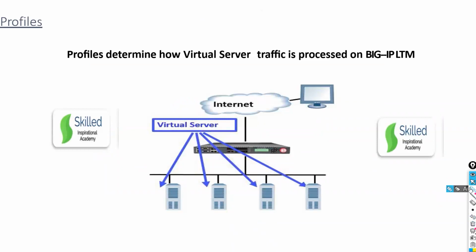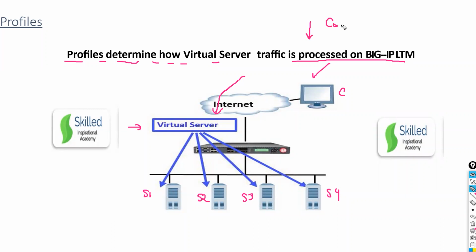See guys, we have an architecture where a client comes in from the internet and wants to connect to your virtual server. After that you have different servers, let's say red, green, blue, and a Windows server. A profile helps determine how virtual server traffic is processed on F5. By default, F5 is not intelligent. A profile helps you make it intelligent. A profile is one of the objects in F5 that controls the behavior. It makes F5 intelligent.